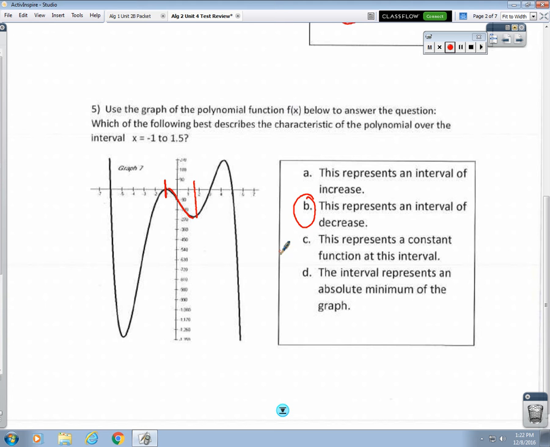No, right, the absolute minimum is way over here. That's a relative minimum. No, because the relative minimum is not from there to there, it's only right there. What's going on from -1 to 1.5 is an interval of decrease. Does that make sense? Okay, next page.